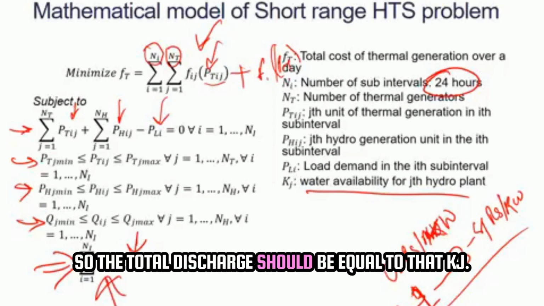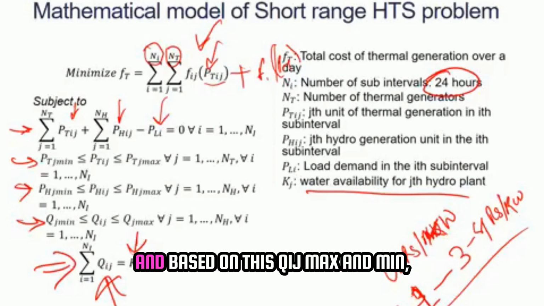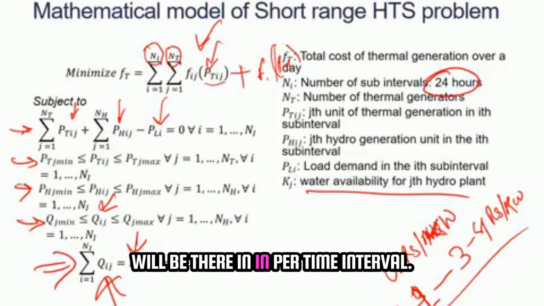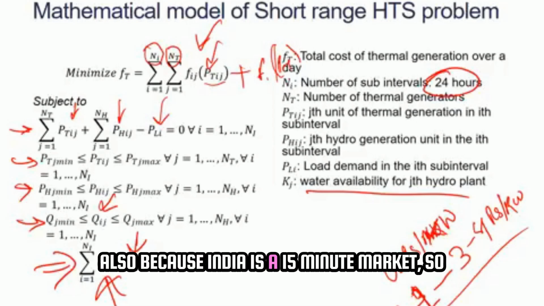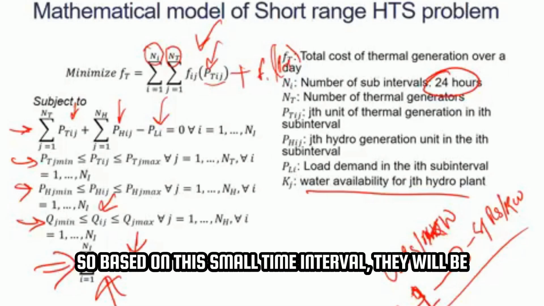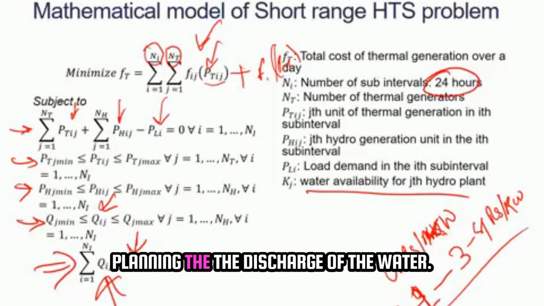So the total discharge should be equal to that Kj, and based on this Qij max and min, it will be decided how much discharge will be there per time interval. This time interval, let's assume, can be an hourly time interval, or it can be a 15-minute time interval also, because India is a 15-minute market, so generally it is a 15-minute time interval. Based on this small time interval, they will be planning the discharge of the water.